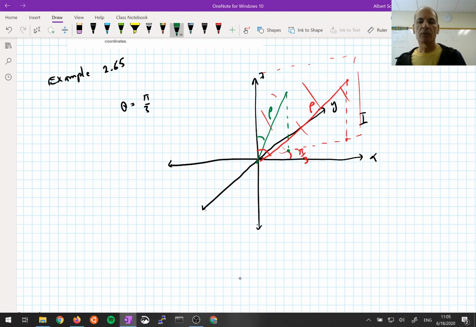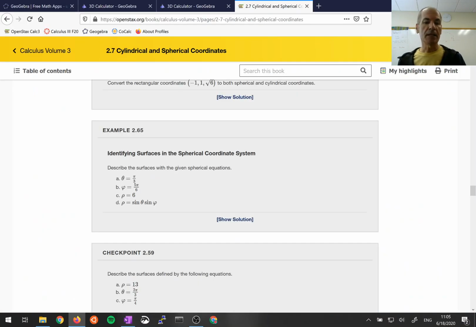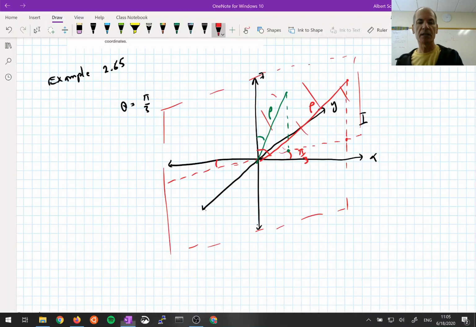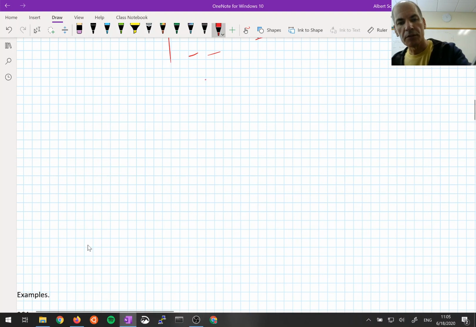So if you let phi and rho be anything, then what you're really getting is all of this plane. And this plane is cutting across this line that's making an angle pi over 3 through the origin in the xy plane. So theta equals pi over 3 is a plane. What about phi equals 5 pi over 6? Phi equals 5 pi over 6. Once again, I'm going back to the Cartesian coordinate system for my intuition. So I drop in a set of axes.